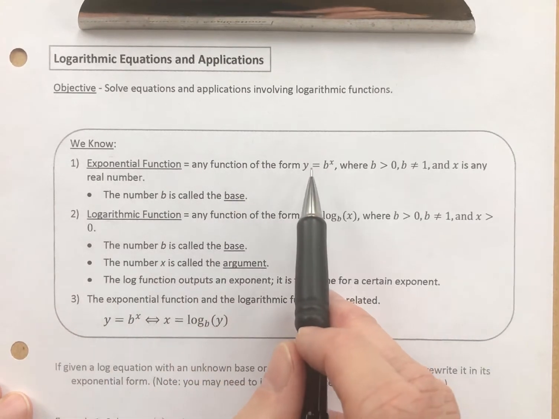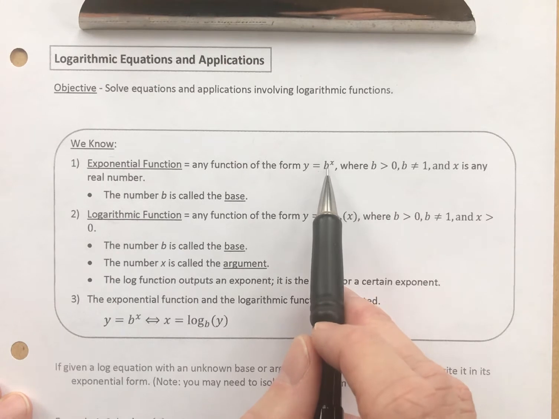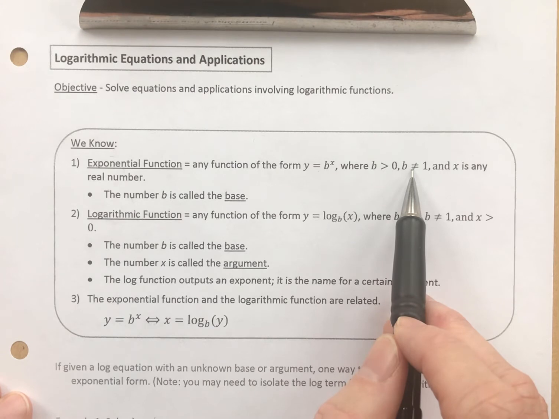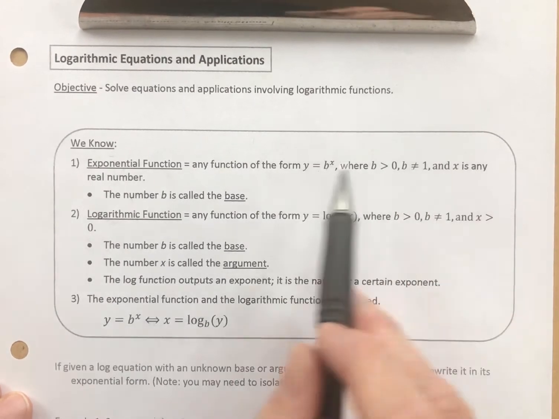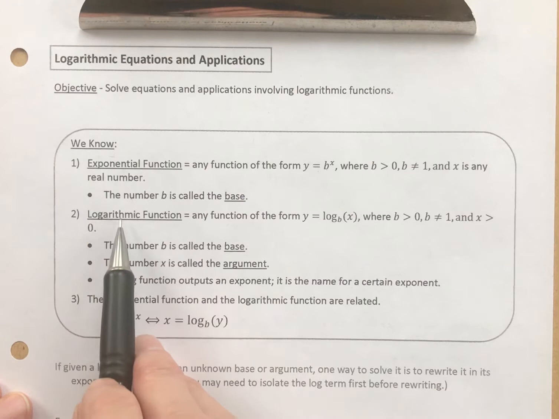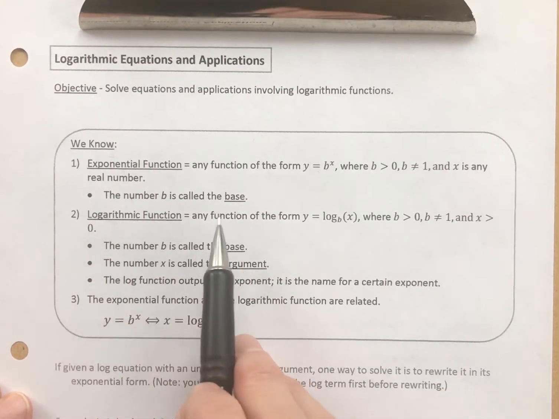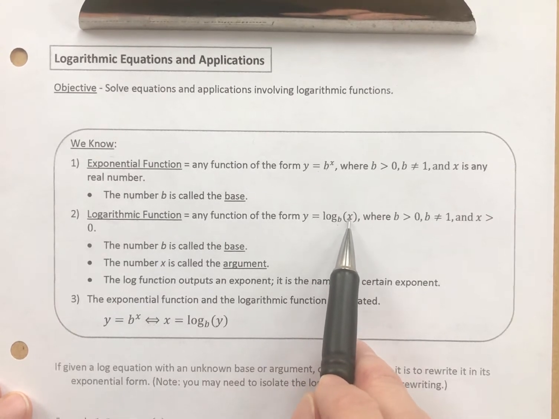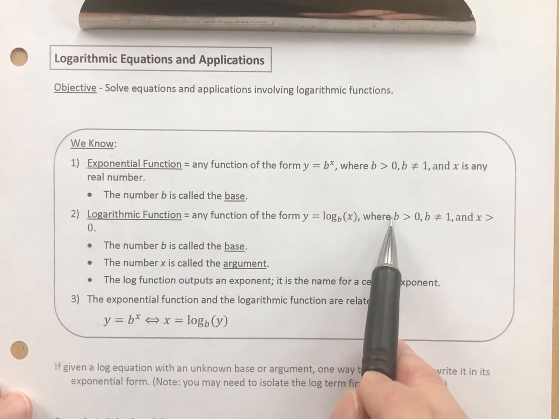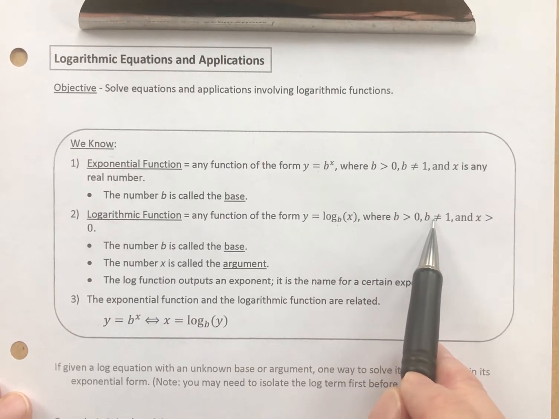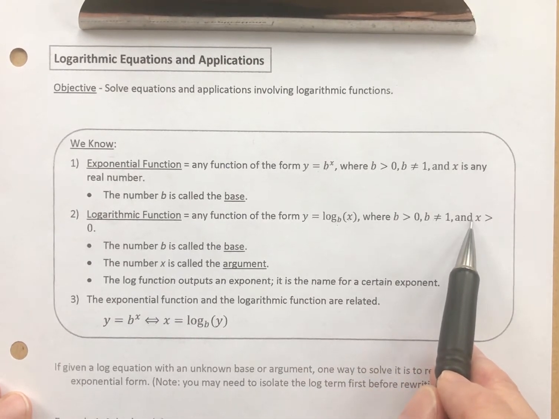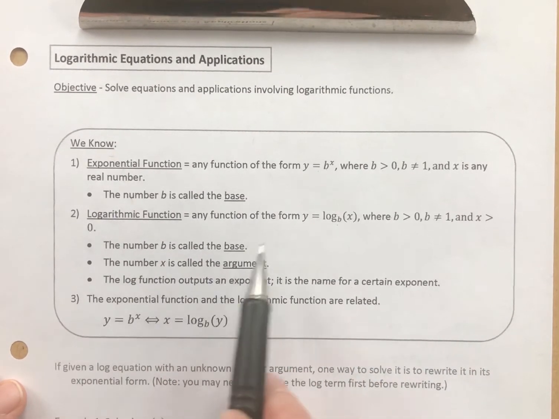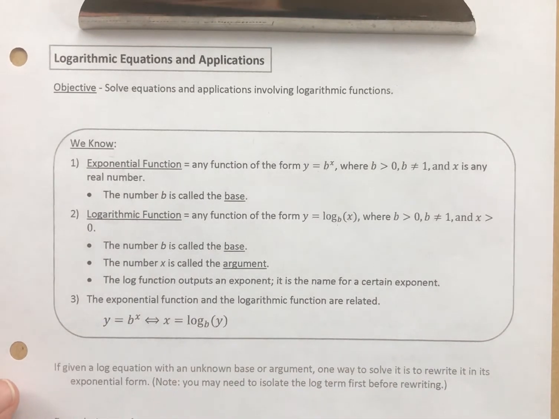Any function of the form y equals b to the x, where b is the base, the base is positive but not equal to 1, and x, the exponent, is any real number. We also know what a logarithmic function is. Any function of the form y equals log base b of x, where the base b is positive and not equal to 1, and x for the log function is also positive.